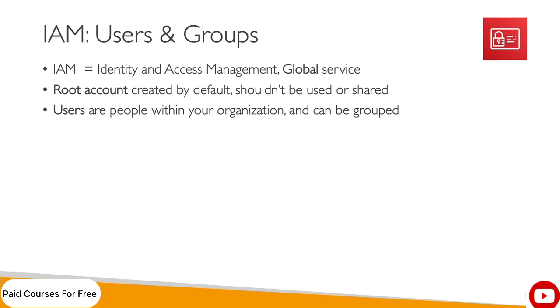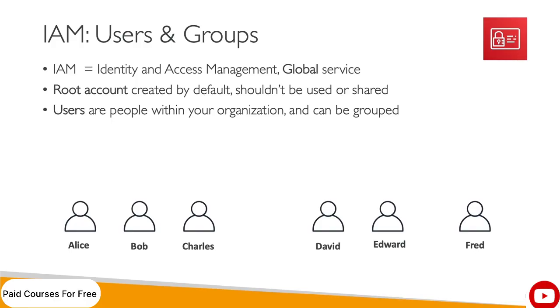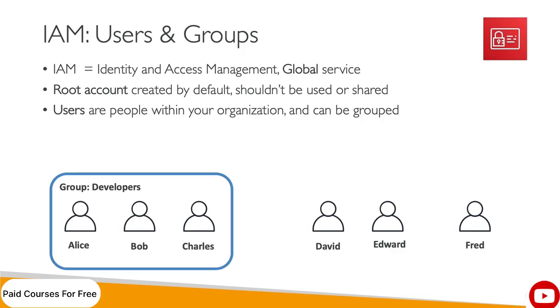And the users can be grouped together if it makes sense. So let's take an example. We have an organization with 6 people: Alice, Bob, Charles, David, Edward, and Fred. All these people are in your organization. Now, Alice, Bob, and Charles work together. They're all developers. So we're going to create a group called developers, regrouping Alice, Bob, and Charles.